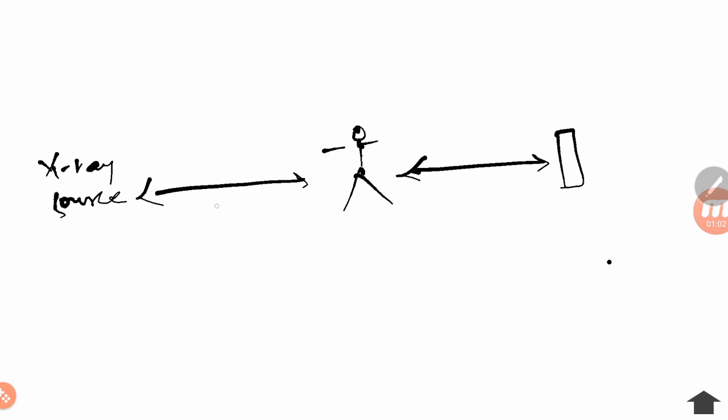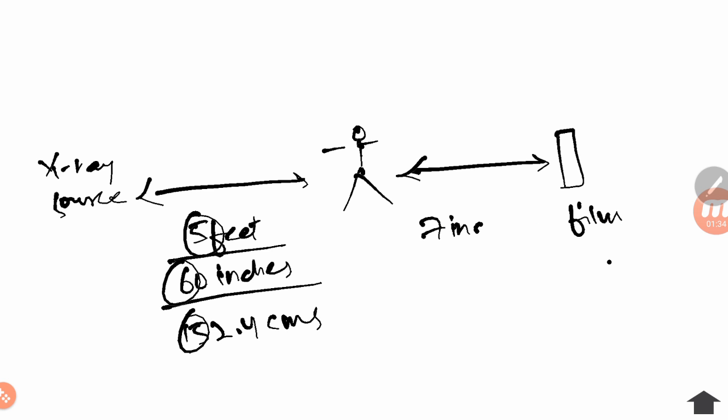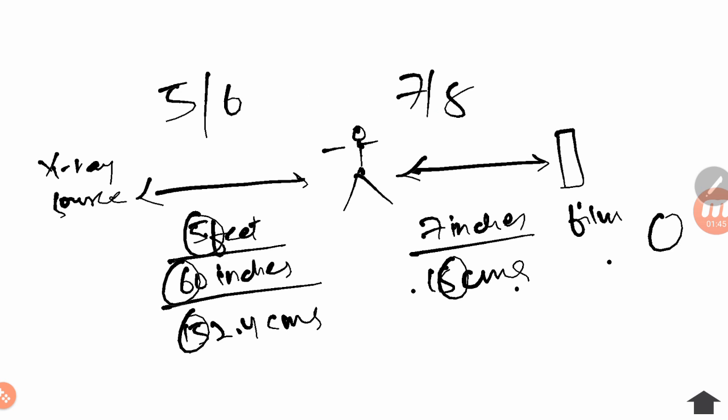The distance between the X-ray source and the person or the individual is 5 feet, or they can give it as 60 inches as an option, or as 152.4 centimeters. Very simple, you can remember it as 5 and 6. Here also 5. So it is 5 feet or 60 inches or 152.4 centimeters. They can ask the distance between the person and the X-ray film. The answer is 7 inches or 18 centimeters. So simple, 5, 6, 7, 8. Easy values. So logically, 5 feet, 60 inches, 7 inches, 18 centimeters.